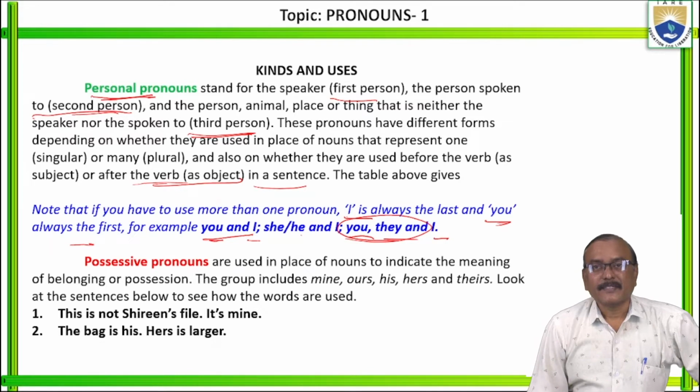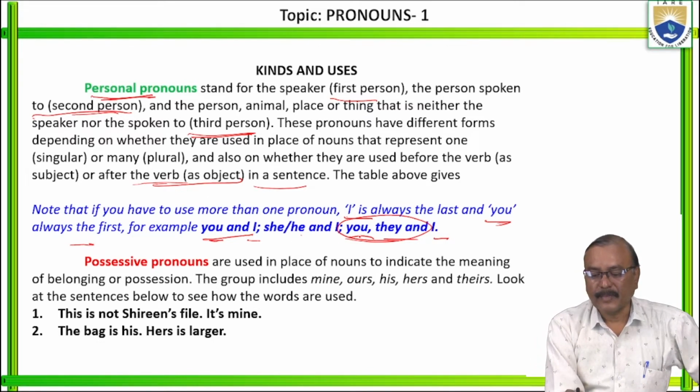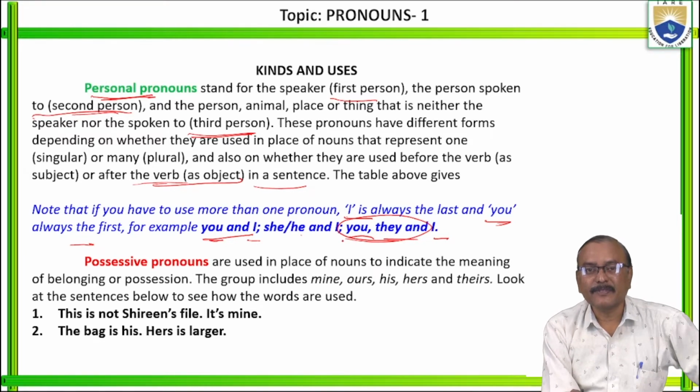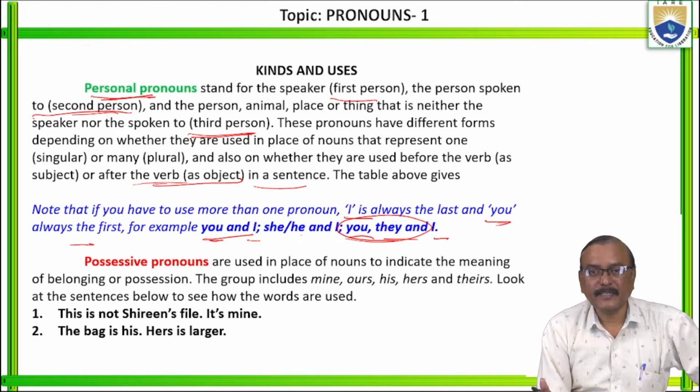So these are personal pronouns. They can be used either in the subject place or object place, singular or plural.